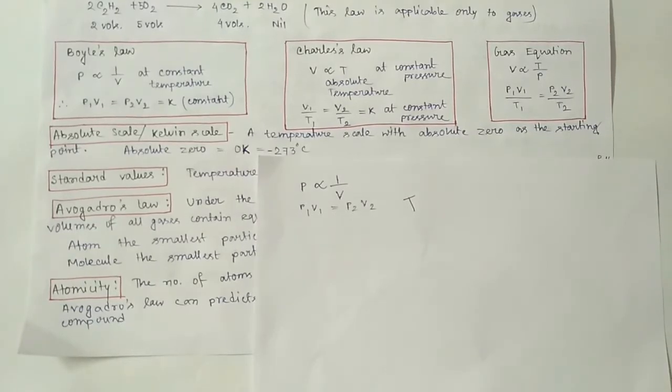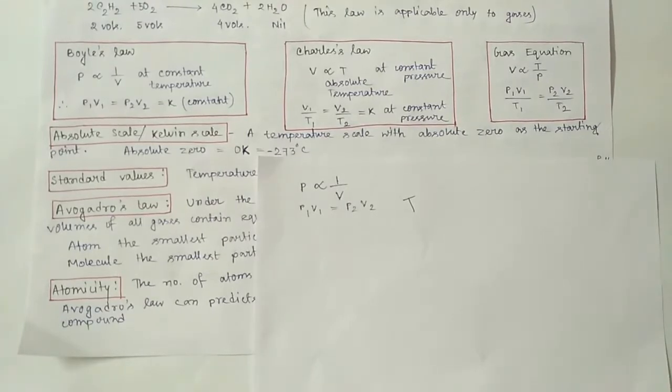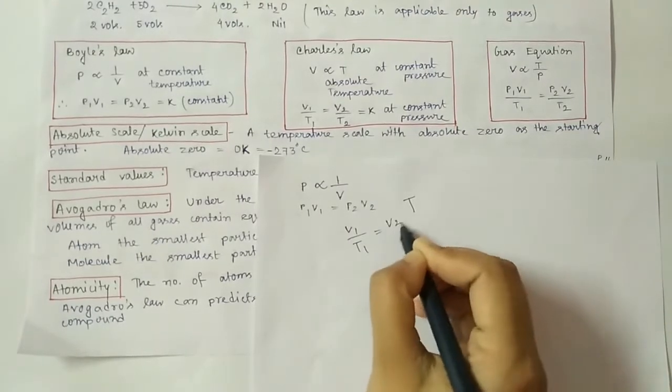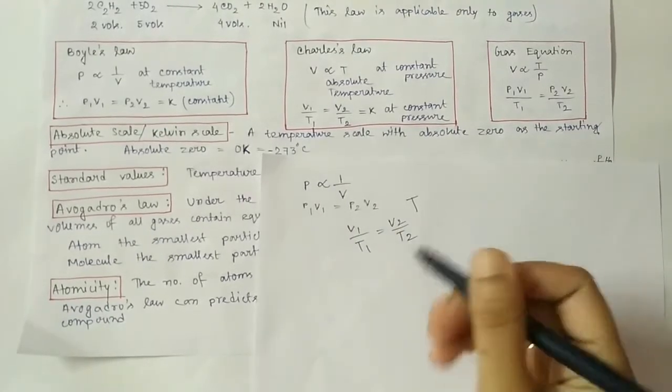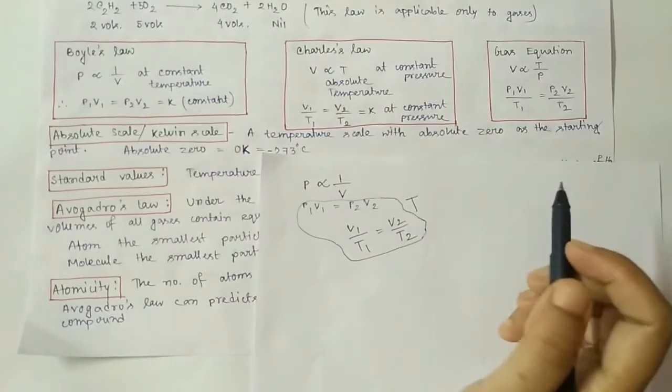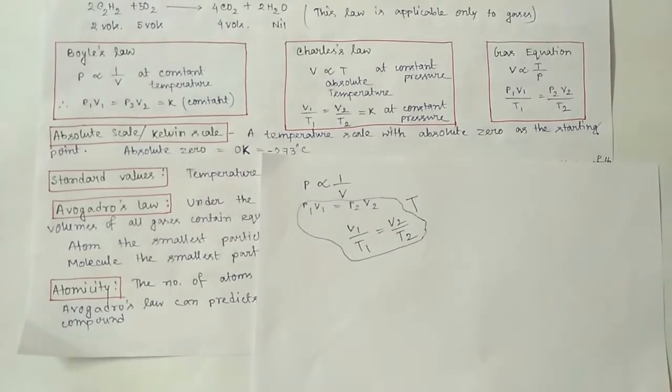So if there is a gas having volume V1 and temperature T1, and it changes from V1, T1 to V2, T2, then according to Charles' law we can say that V1/T1 is equal to V2/T2. Now, these two formulas we will use to solve mathematical problems. We will see it later. And next is the gas equation.